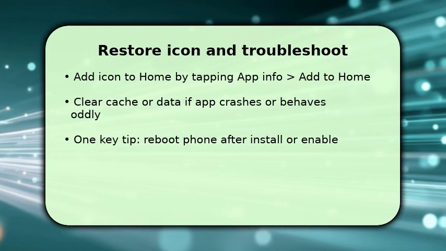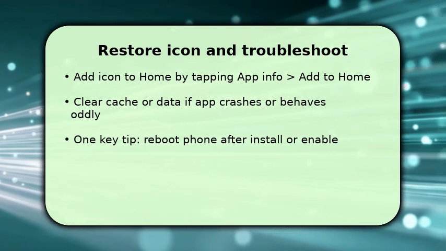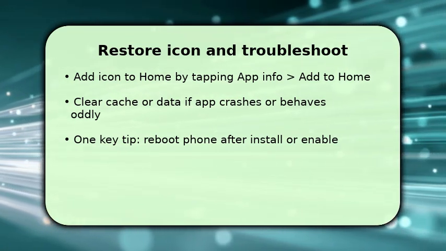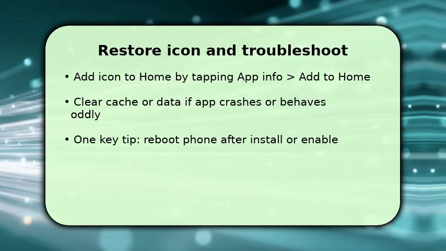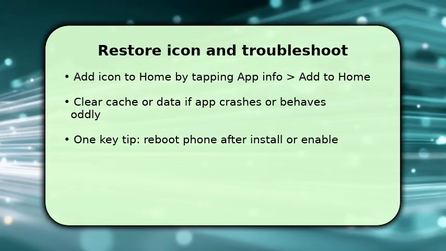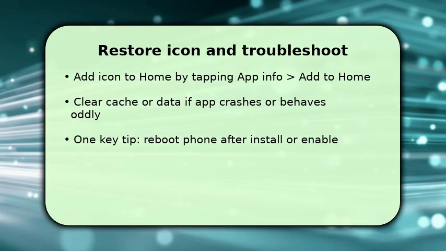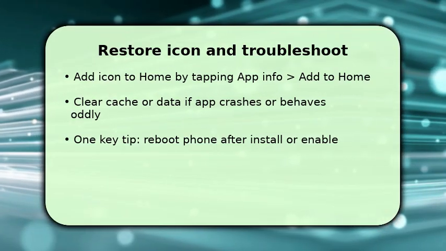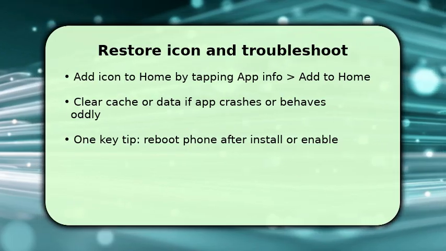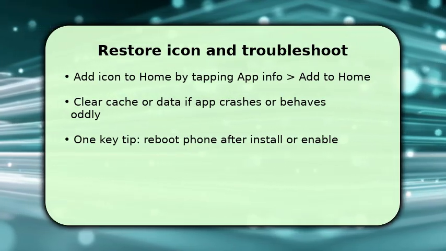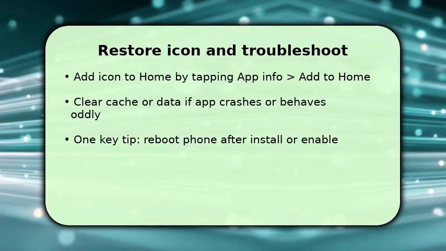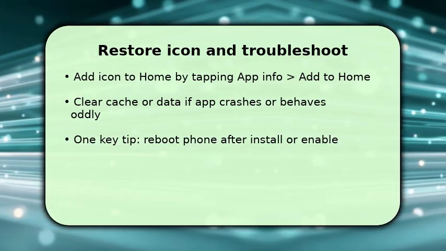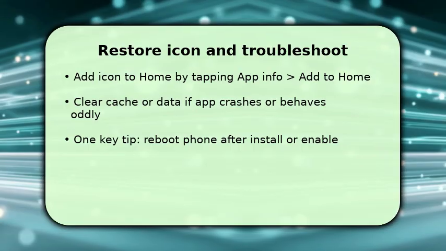Open the app drawer, press and hold Samsung Internet, then drag Add to Home or select App Info and Add to Home. If the browser crashes or refuses to open, clear cache and test again, because corrupted cache commonly breaks apps. Reboot the phone after installing or enabling the app to ensure background services restart. If that fails, uninstall updates, reinstall, and log into your Samsung account to recover synced bookmarks.